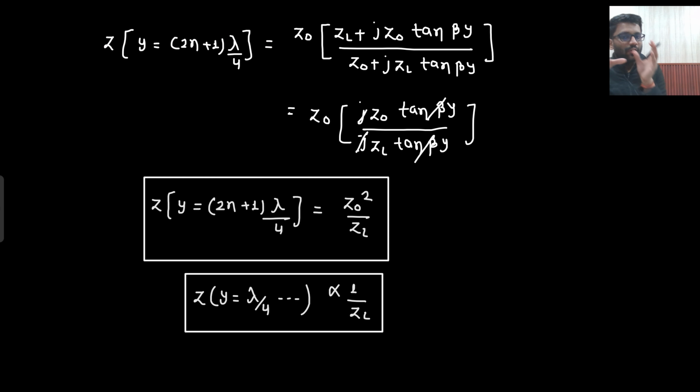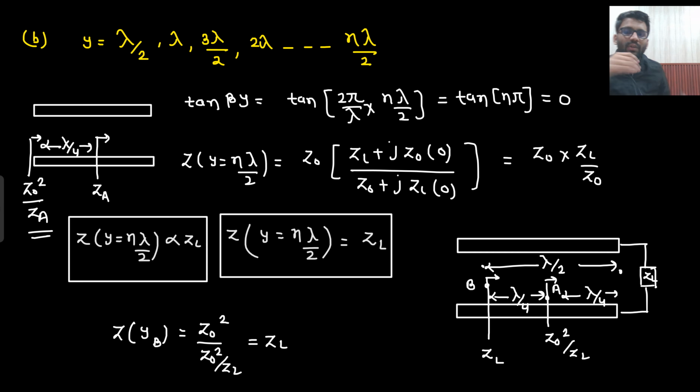Because if I work for lambda by 4 in my transmission line, then my impedance will change to Z0 square divided by whatever the impedance was there. That's it. So at any random point they can ask you the impedance. Usually they have always asked at the input, but it is not necessary in the examination. If they want to frame a good question, they will frame this kind of question: at a particular point they will give the impedance and then make you work. Are you getting this point?